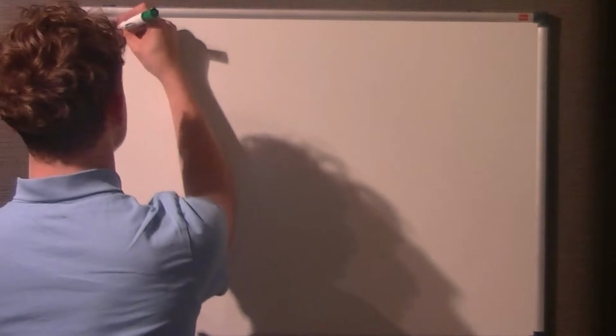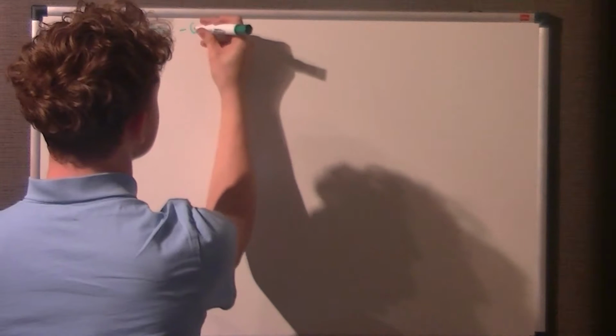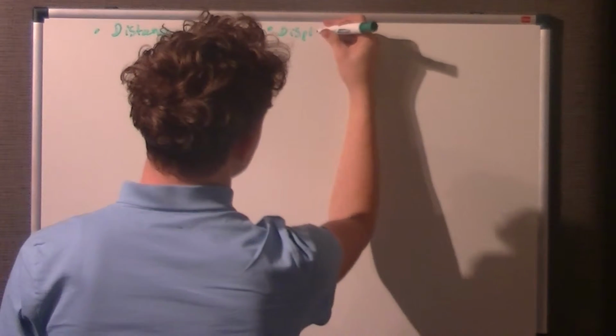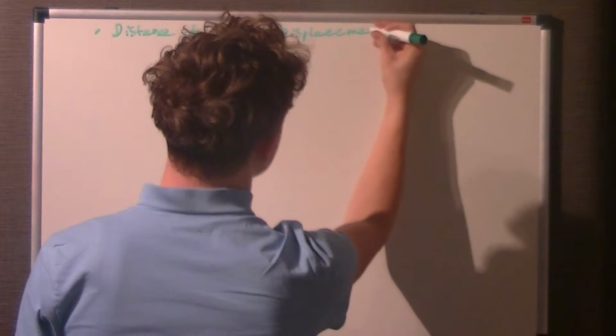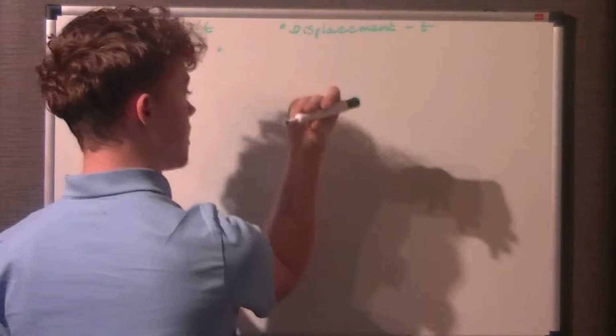Right, hello. I'm just going to go over a quick overview of motion graphs today. So there's three types of motion graphs. You've got your distance time, I just put distance t. You've got your displacement time, I just put displacement t. And you've got your velocity time.